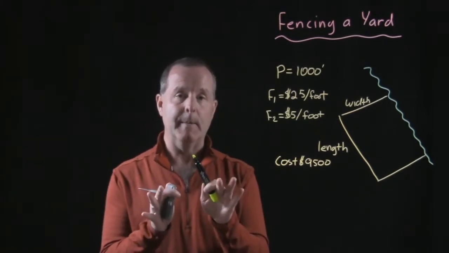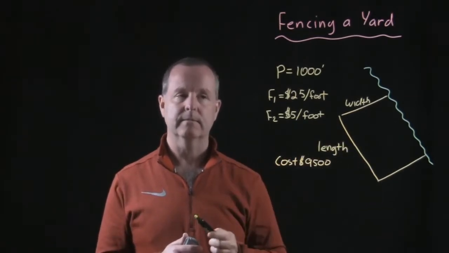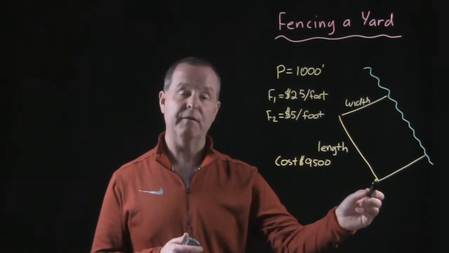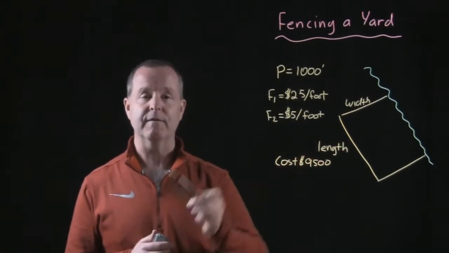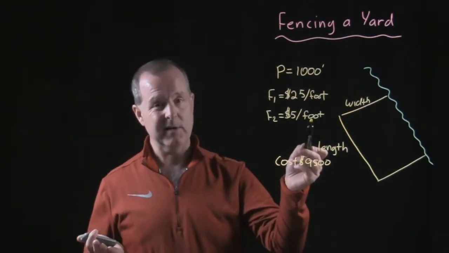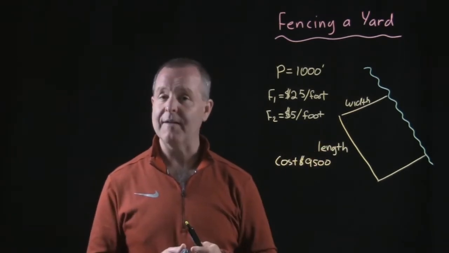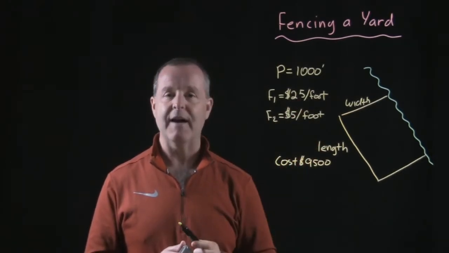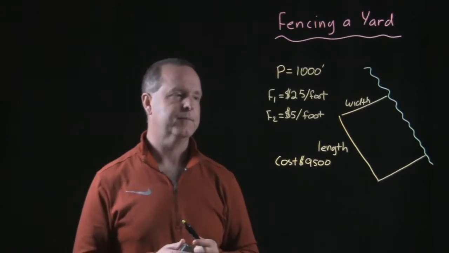Here's the information I know. The perimeter of this yard is 1,000 feet. I know the fencing on the front side is going to cost me $25 per foot. On the side, I don't need the good stuff. That's only going to cost me $5 per foot. And all that cost is $9,500 to do that.